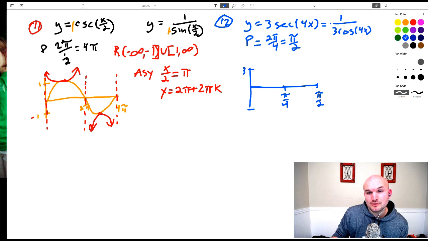Okay, so then the graph is going to go up to 3, down to -3. Let's pick another color. Let's do purple. And so the graph is going to look something like that. Awesome.